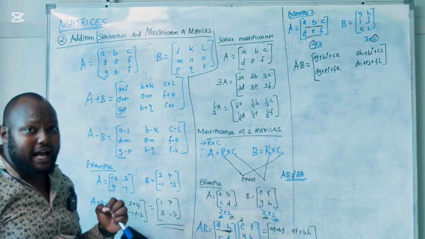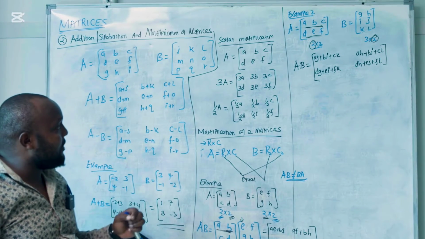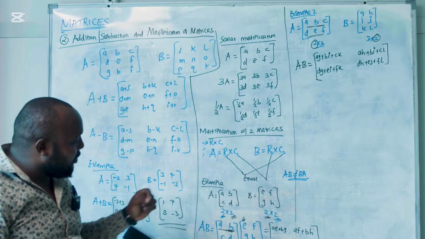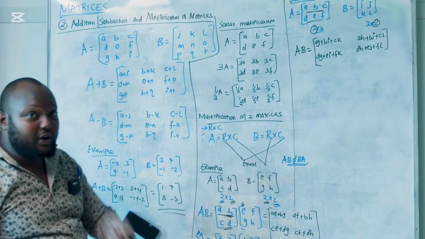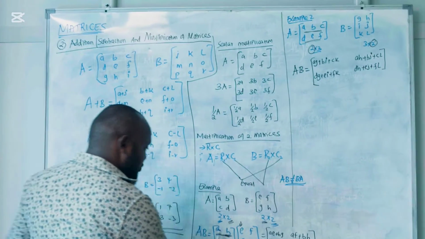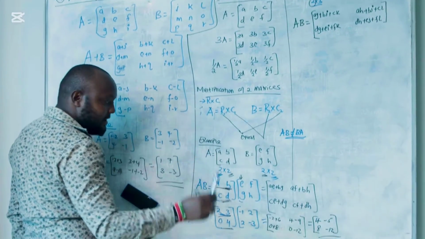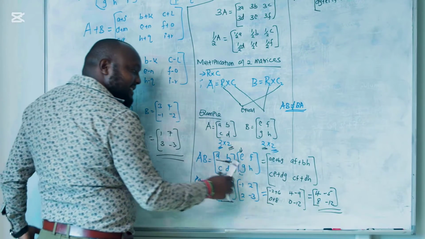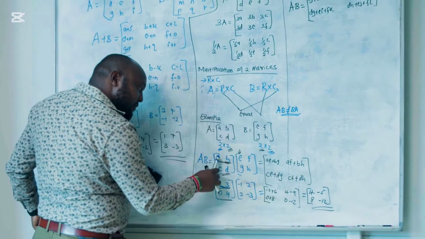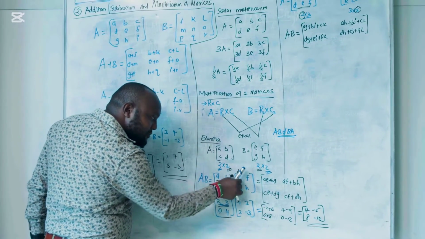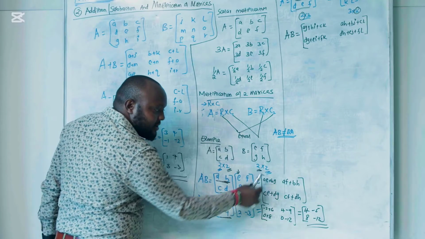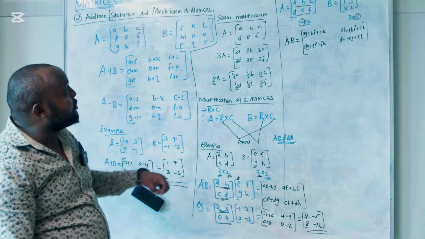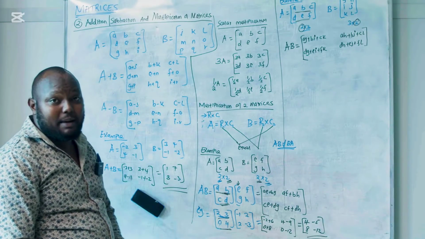That's how we multiply matrices. The key point is that a row multiplies a column to get one value. The same row multiplies the other column, you get another value. Remember, when you are multiplying row and column, the first one multiplies the first one, the second one multiplies the second one, and when you add them, you get one value. So that's how we multiply 2 by 3 and 3 by 2.